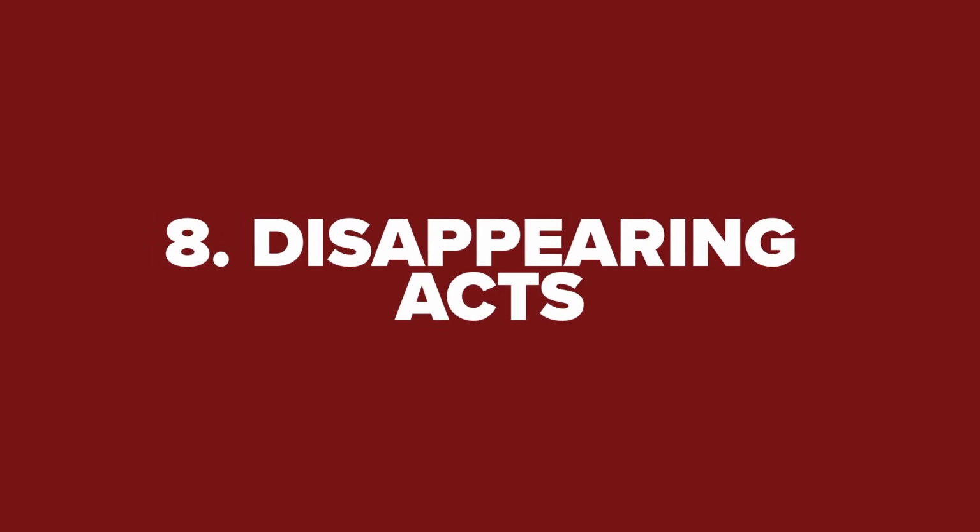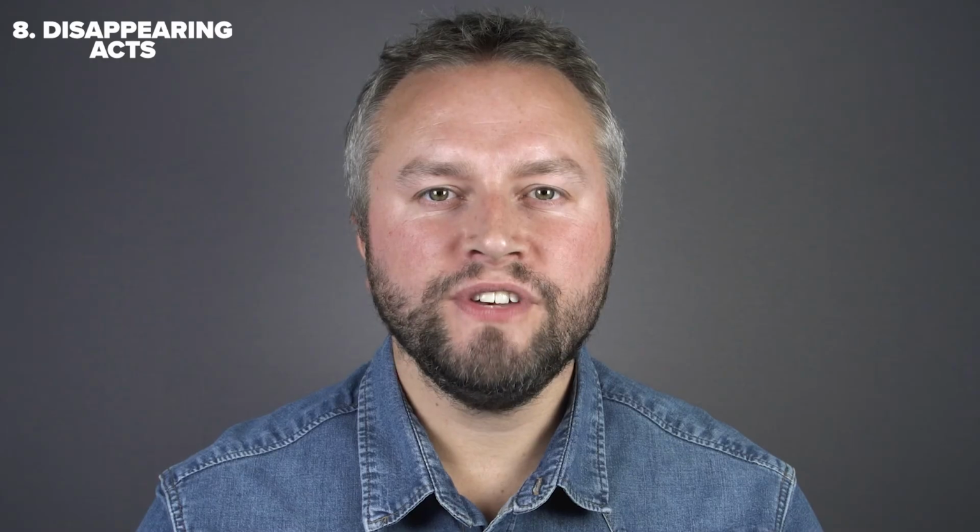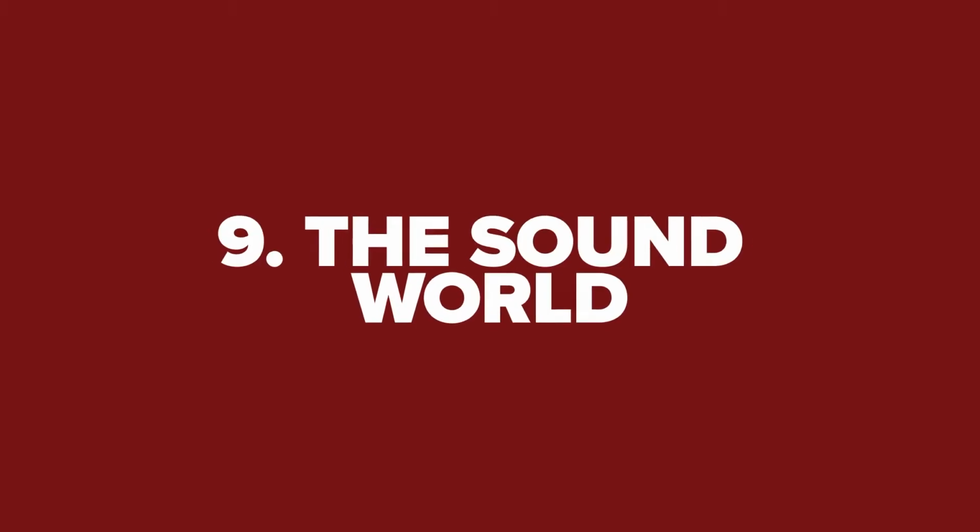Disappearing acts. There are several instances in the text where characters appear or disappear suddenly. Some of these are quick or snap changes. Do you need to have flats or areas of the set that actors can enter and exit from quickly in order to achieve this?